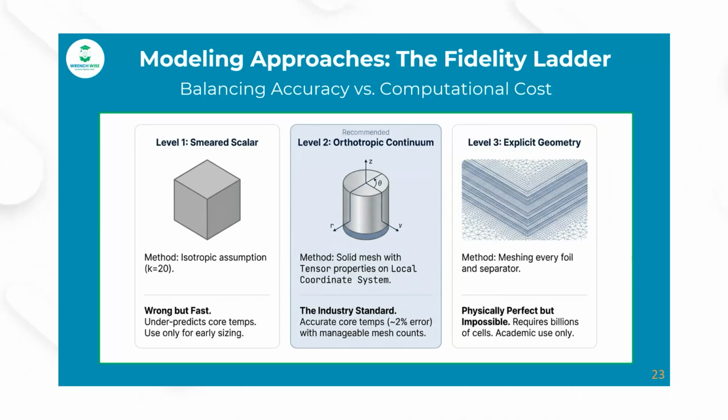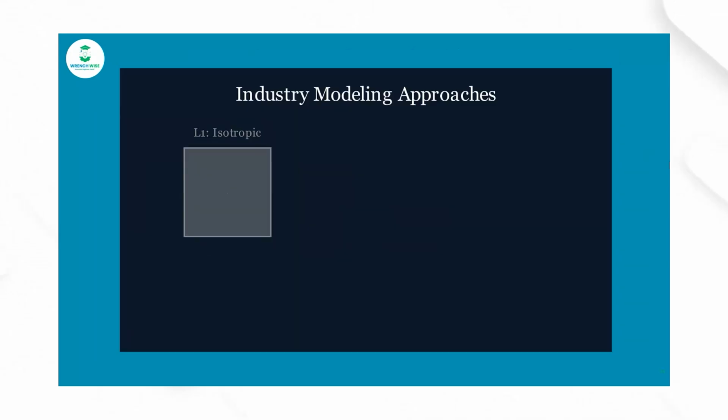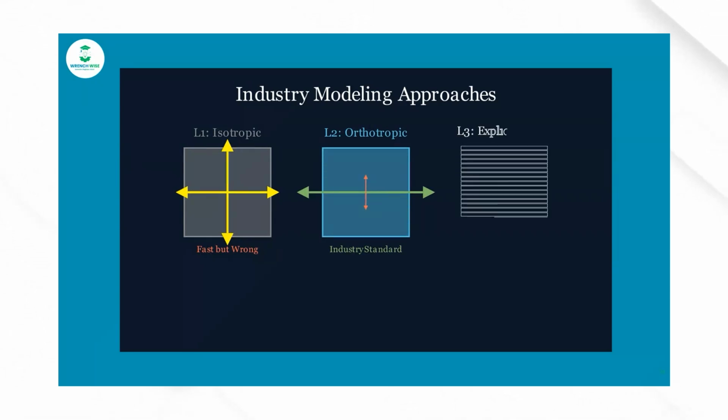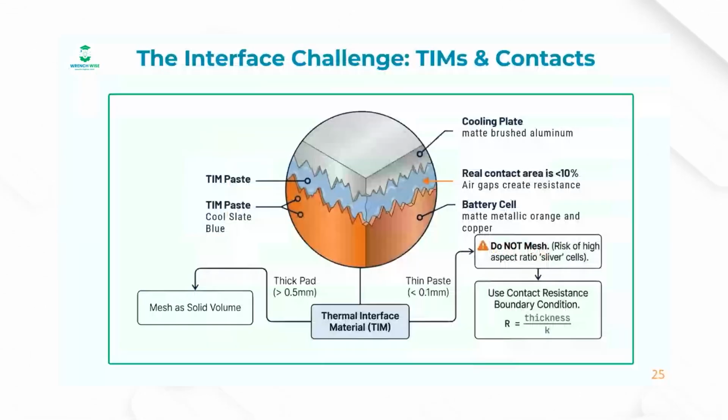So the takeaway is quite clear. We should be using level 2, the orthotropic continuum itself. It provides the fidelity needed to catch thermal issues that level 1 is going to miss, without the overhead of level 3. So isotropic: fast, wrong. Orthotropic: industry standard. Explicit layering: quite impossible. So we understand what we need to model now. We've essentially understood the internal physics of your cell. We have taken a look at how heat actually leaves the battery.